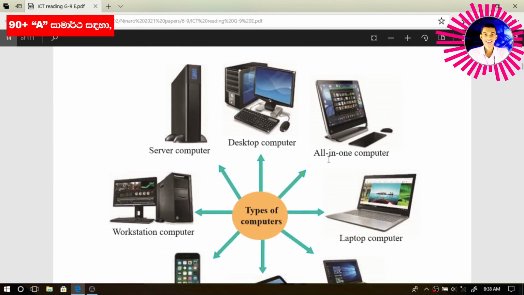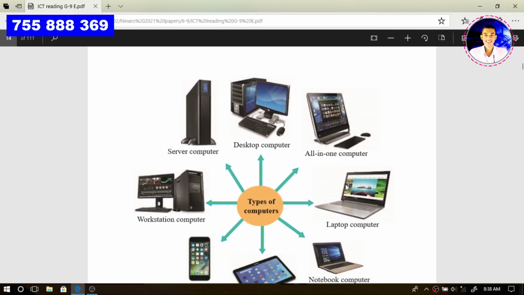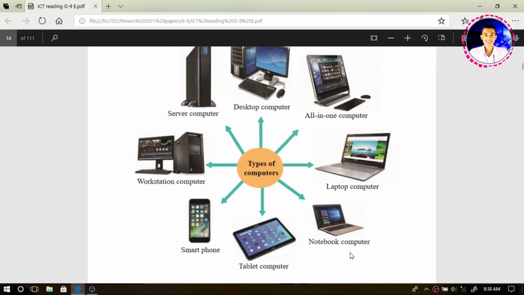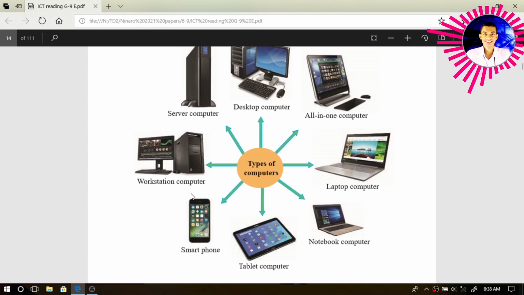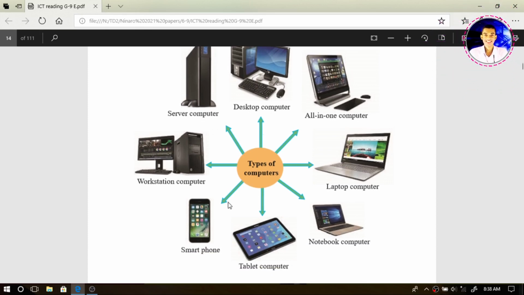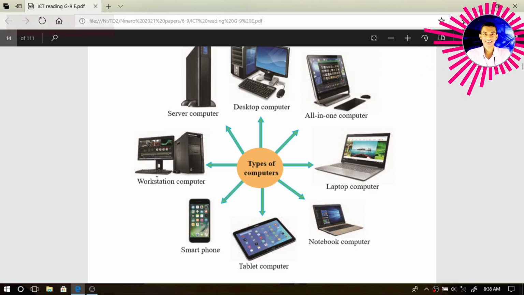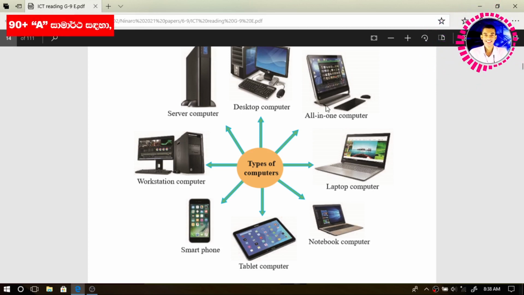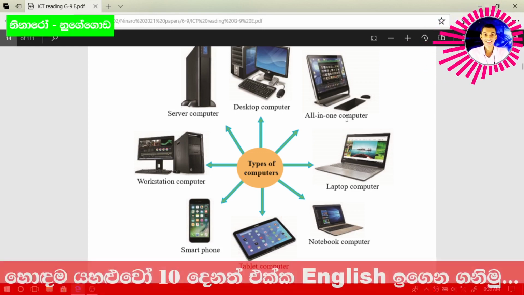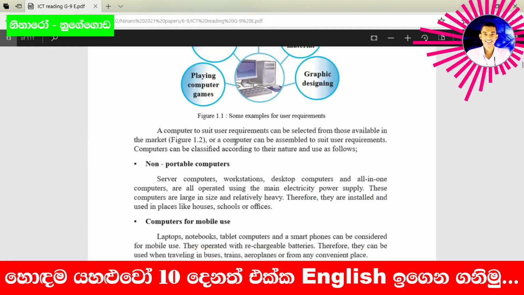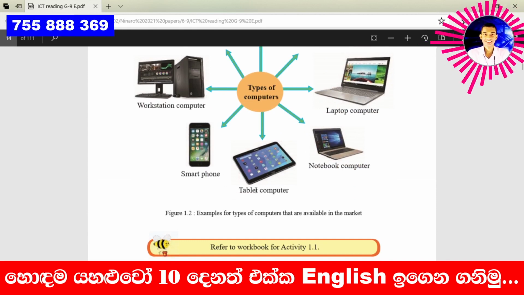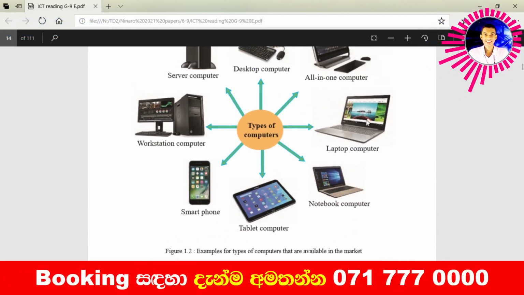In this diagram, you can see two categories of computers. There are eight types of computers: laptop, notebook, tablet computer, smartphone, workstation computer, server computer, desktop computer, and all-in-one computer. Actually, these four computers, workstation, server computers, desktop computers, and all-in-one computers, can be considered non-portable computers. Smartphone, tablet computer, notebook computer, and laptop computer can be considered portable computers.